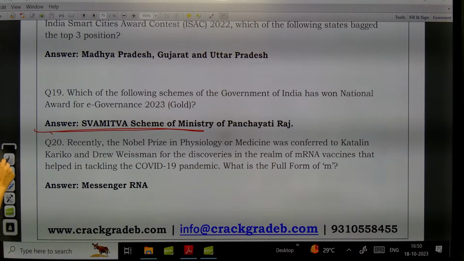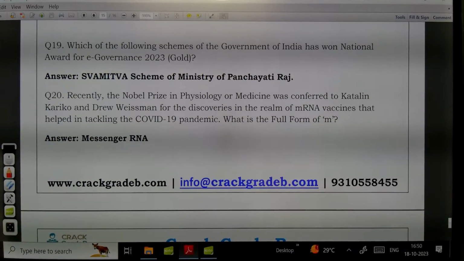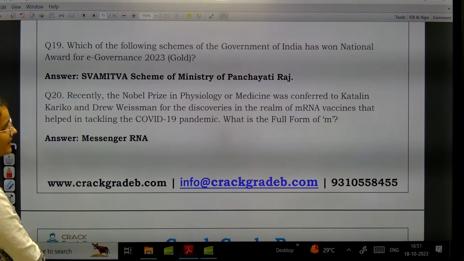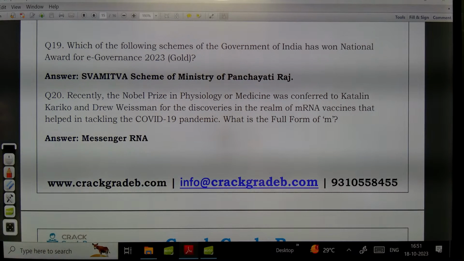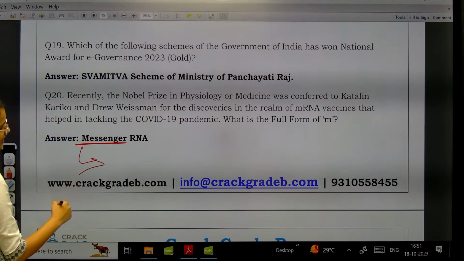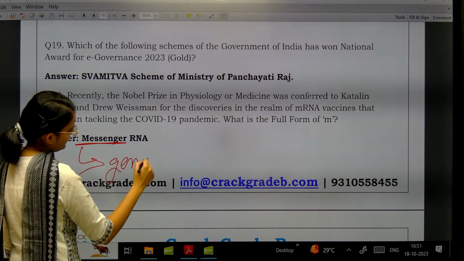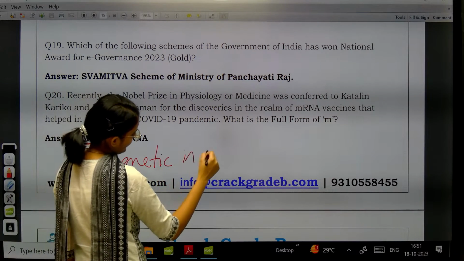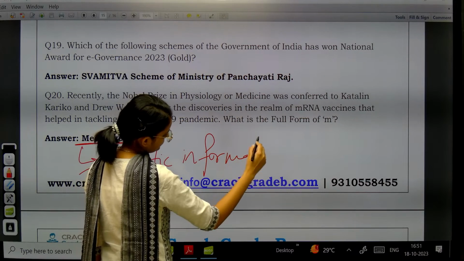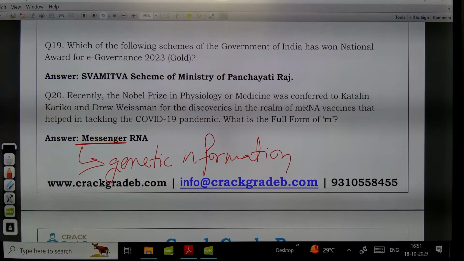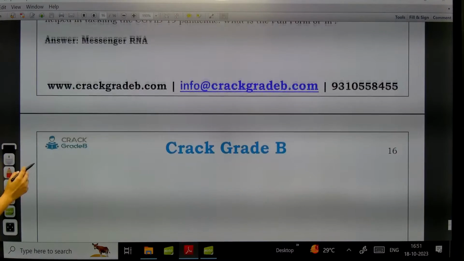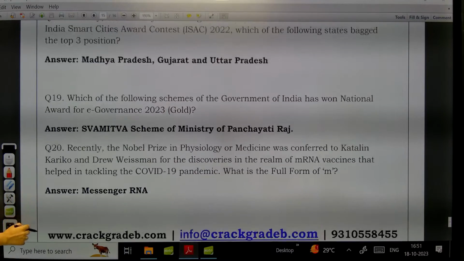Gold in e-governance award. The Nobel Prize in Physiology or Medicine was conferred to Katalin Kariko and Drew Weissman for the discoveries in the realm of mRNA vaccines that helped in tackling the COVID-19 pandemic. What is the full form of the m? This is messenger. Why messenger? Because it contains and carries genetic information, so it acts as a messenger. So this was the last question of GA.